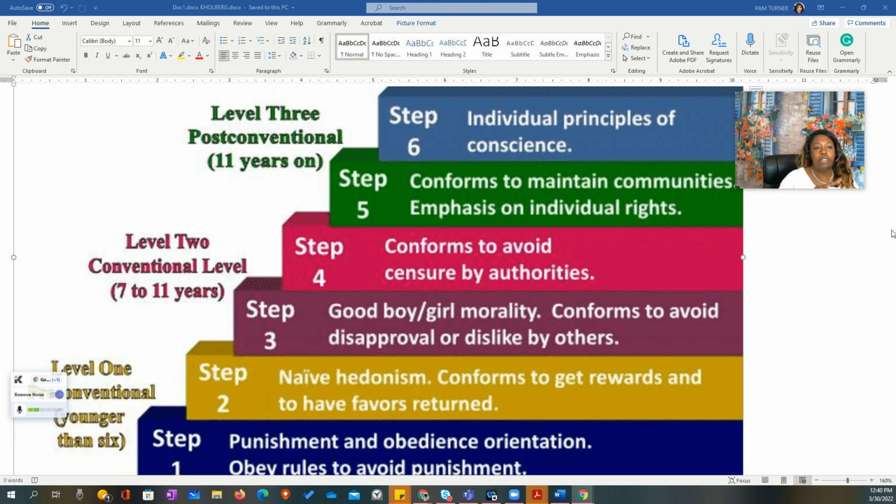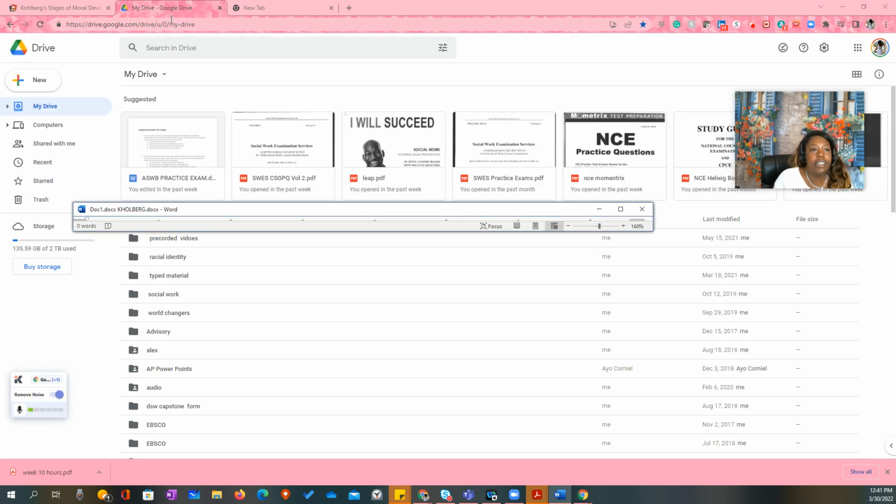So remember, Kohlberg has 3 levels, but 6 steps. Most often you're just going to see level 1, 2, or 3. But if you do see them broken up into steps, 1 and 2, 3 and 4, 5 and 6 will always go together. Okay. So before I start into Kohlberg, let me give you a little history of how we got here.